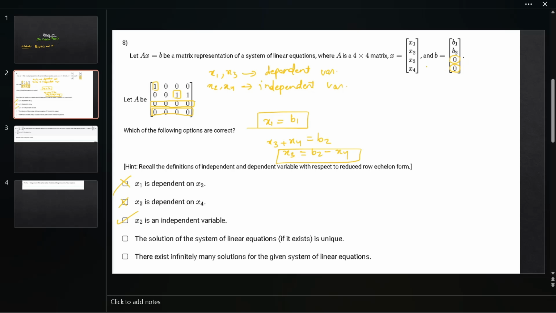Now we will have to check whether the solution is unique or not. Presence of independent variables means the solution is not unique. That means there exist infinitely many solutions. The last option says there exist infinitely many solutions. So yes, this option is correct.